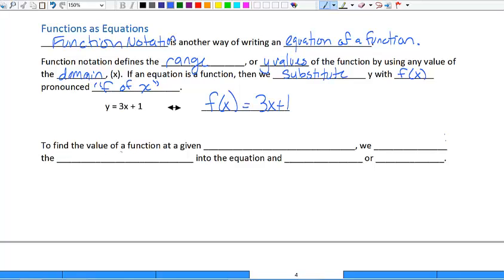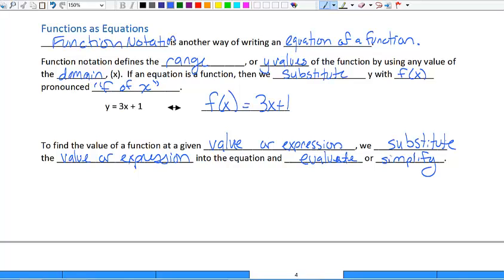So to find the value of a function at a given value or expression, we substitute the value or expression into the equation and evaluate if it's a value, or simplify if it's an expression.